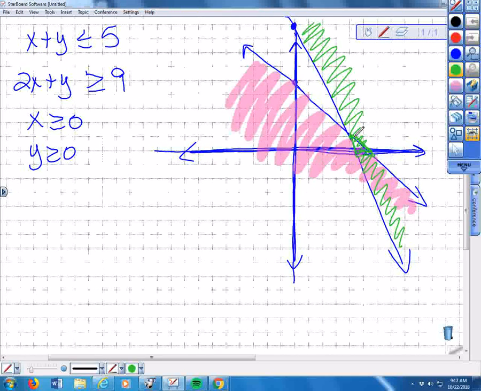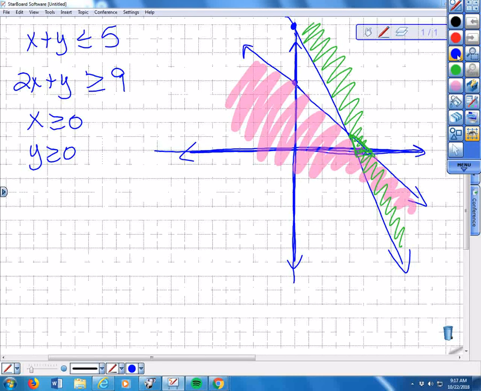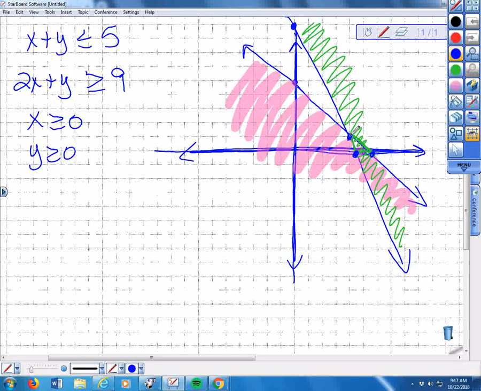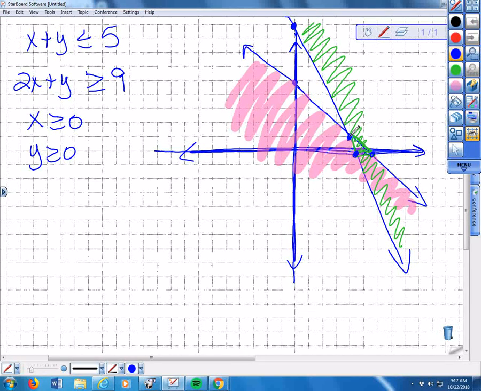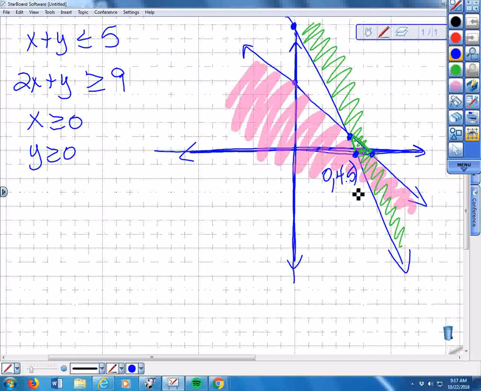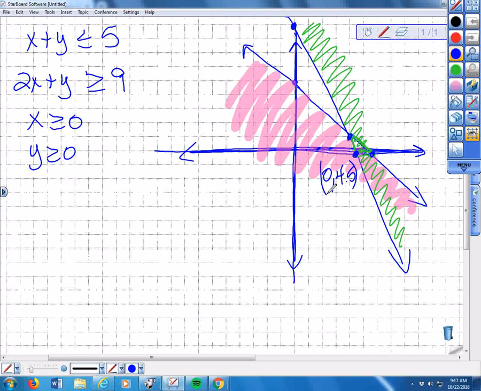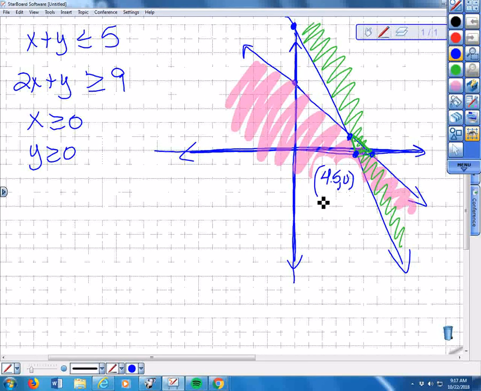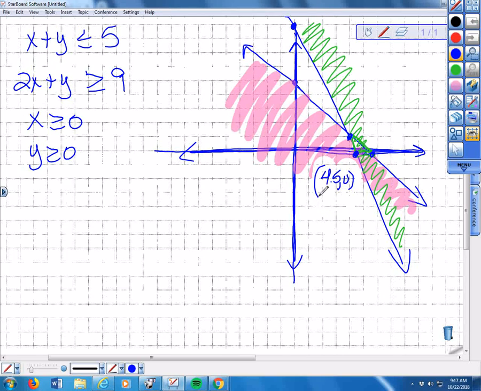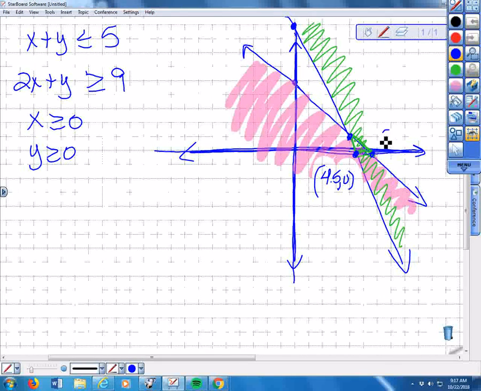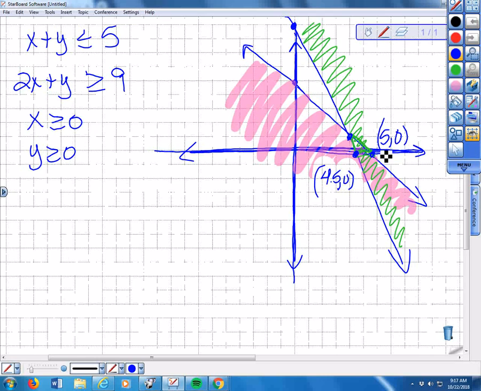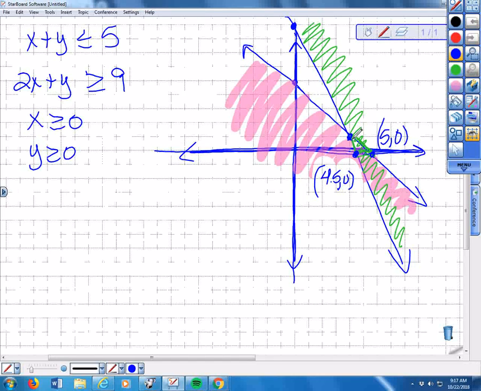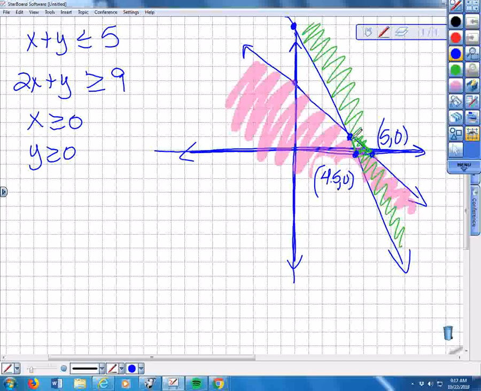Okay. Now it wants to know the vertices. Well, the vertices happen here, here, and here. I know that point is 0, 4.5. Sorry, 4.5, 0. It would help if I would label the x. That point's 4.5, 0. This point was 5, 0. And how do I figure out this point? Distance rule? No. It happens where those two lines are equal.